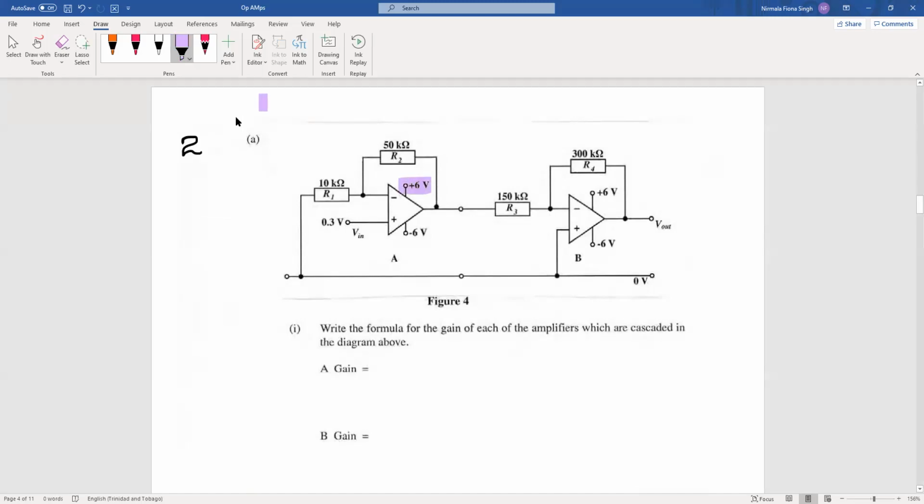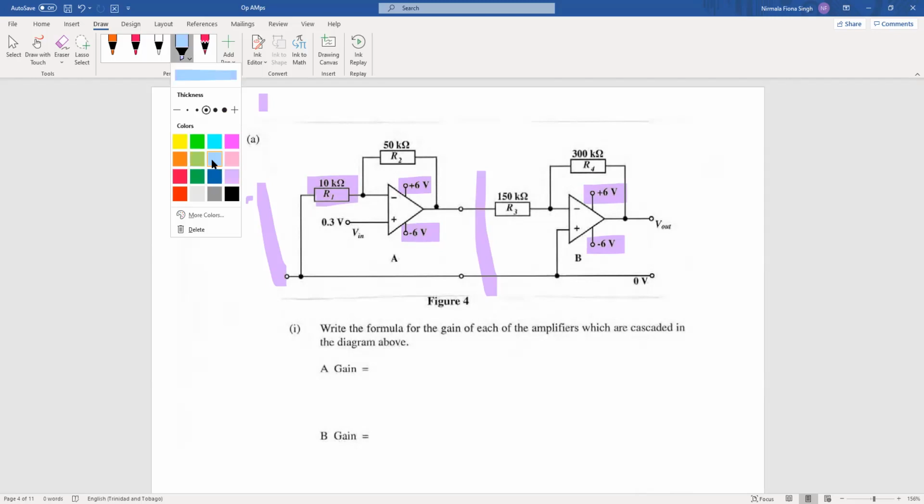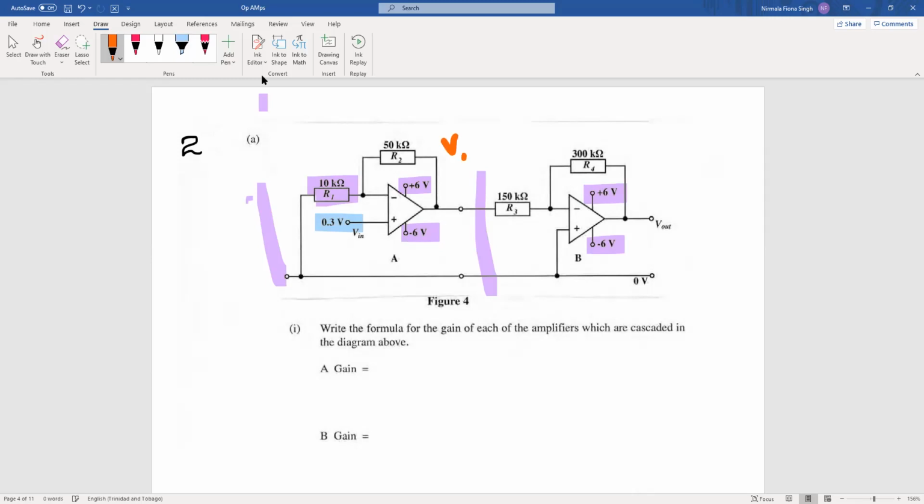Let's read. We have both of our op-amps working at plus and minus 6 volts. We have our first amplifier circuit, and then our second amplifier circuit. Our first VI is 0.3, and you can see that the VO of your first circuit, circuit A, is going to be equal to the VI of your second circuit, amplifier B.